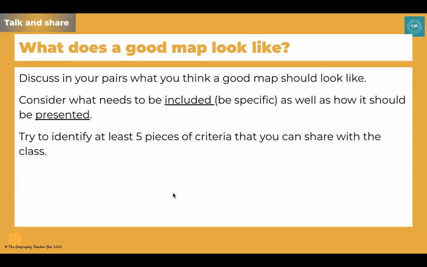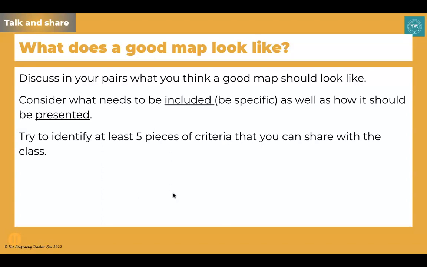So the first thing I'd like you to think about, and if you've got somebody working alongside you, you could perhaps do this with them, is you're going to list all the things that might be needed on a map. Okay? You should also try and think about how it should be presented. And I'd like you to try and come up with 5 different pieces of criteria that we can share. And you're going to be using this later to judge your own maps and to ensure that they are the best possible map that you can create. So take a moment now and pause the video and come up with your 5 pieces of criteria of what a good map should look like.